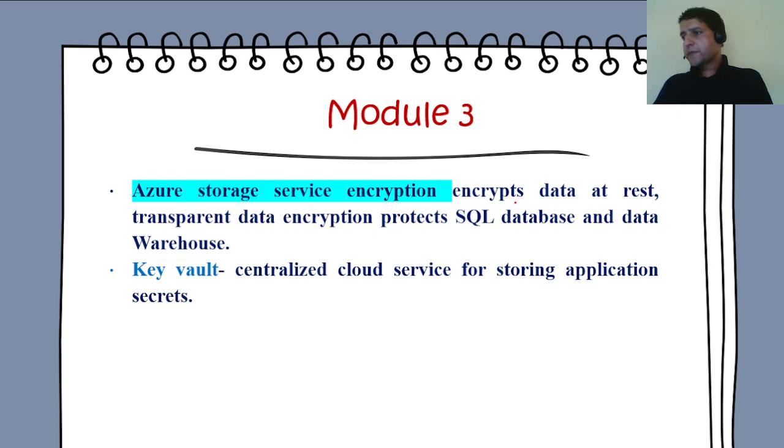Azure Storage Service Encryption encrypts data at rest. Transparent data encryption protects and secures databases and data warehouses. So what is a Key Vault? It is a centralized cloud service for storing application secrets. So this is very important to remember what these terms are.